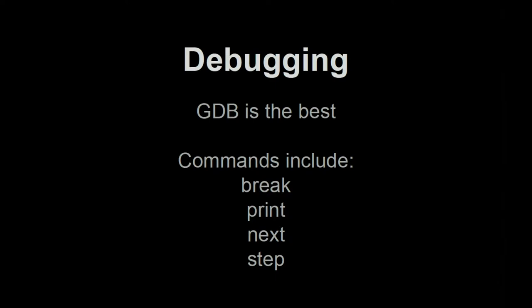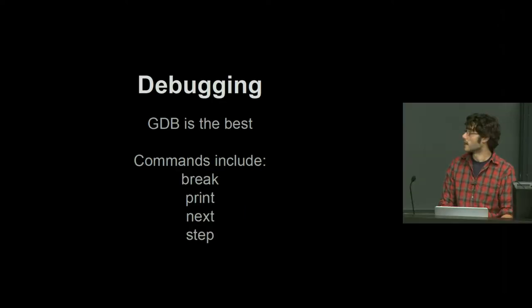Debugging. GDB is the best. Going to stress this again, use GDB all the time, every time you have a problem. Commands that are useful in GDB are break, which you pass either a line number or a function name, essentially where in your code you want to stop and be able to take control. Print takes a variable and prints out whatever that variable is at that point in your execution. Next moves your execution along one step.